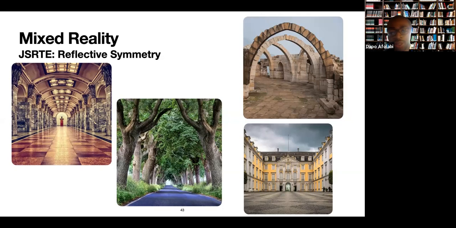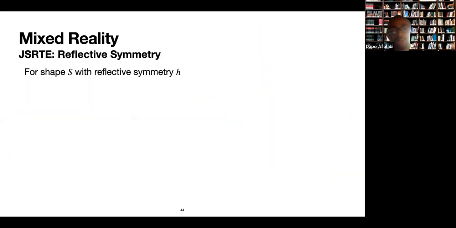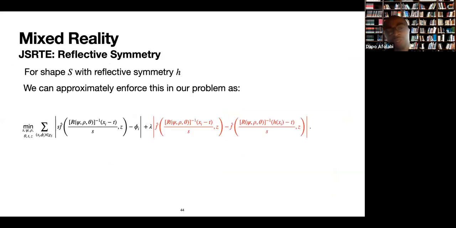So what we're going to do is say, if we can detect this symmetry, for example, we represent this reflective symmetry as some function h, then we can enforce it in our problem using this equation here. Intuitively, what this equation is saying is that the signed distance function representation under a reflective symmetry should be invariant. That's why you have this extra penalty term.